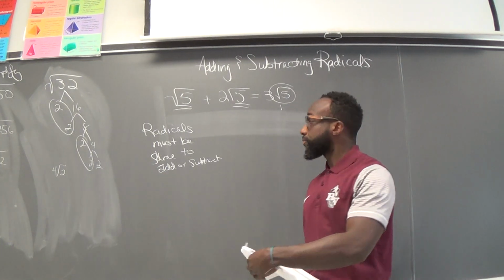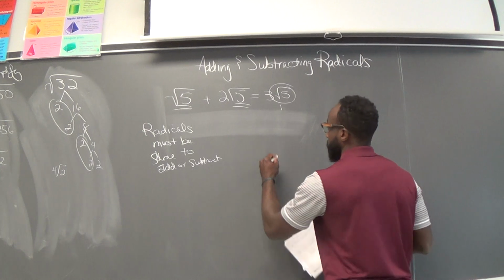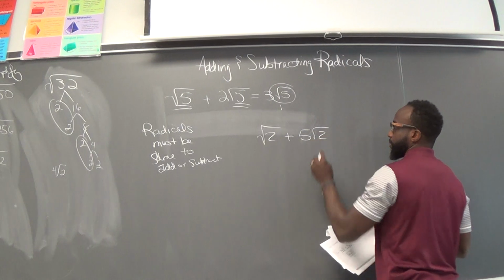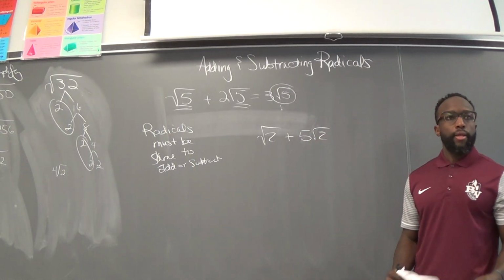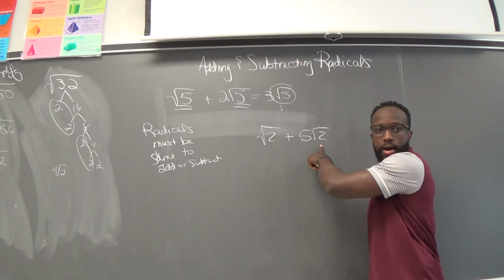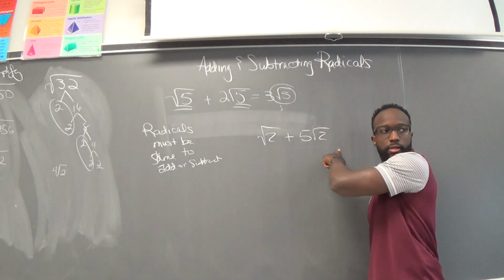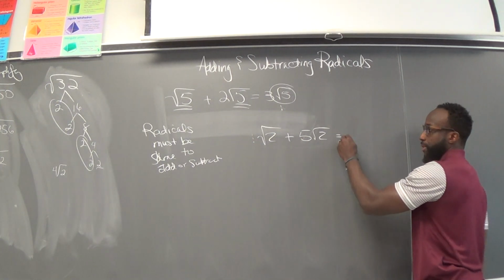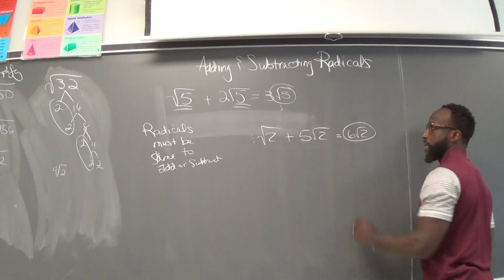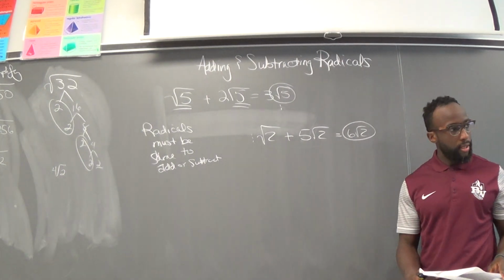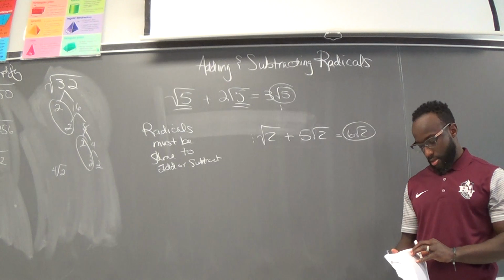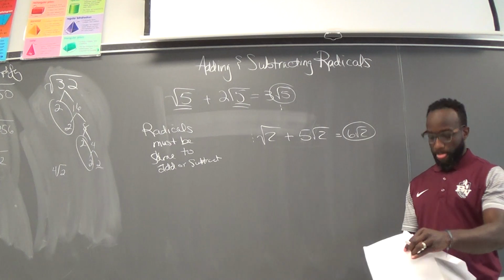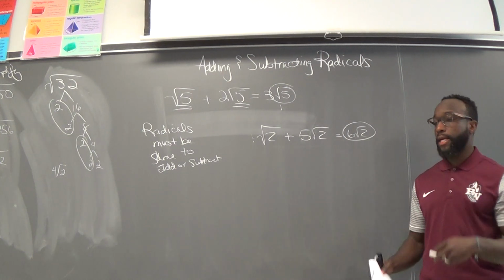Okay, so here's your first example. You have the square root of 2 plus 5 root 2. These radicals are the same. It's understood there's a 1 there, and the solution would be 6 root 2. That's it. That's easy. If you have a long answer with different radicals, but a pair of them have the same radical, that's like adding like terms.